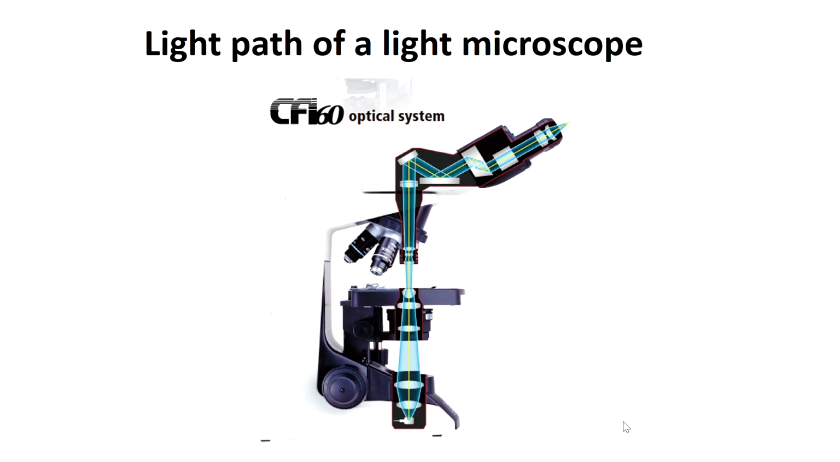Okay, so let's talk about the light path of a light microscope. All light microscopes are basically a group of magnifying glasses put together. The light comes from the bottom of the microscope and goes through a set of lenses, and then the light is focused onto your sample, passes through your sample, and goes through your objective lens. Then it goes to a set of mirrors and is reflected to your eyepiece, which is another set of magnifying glass.